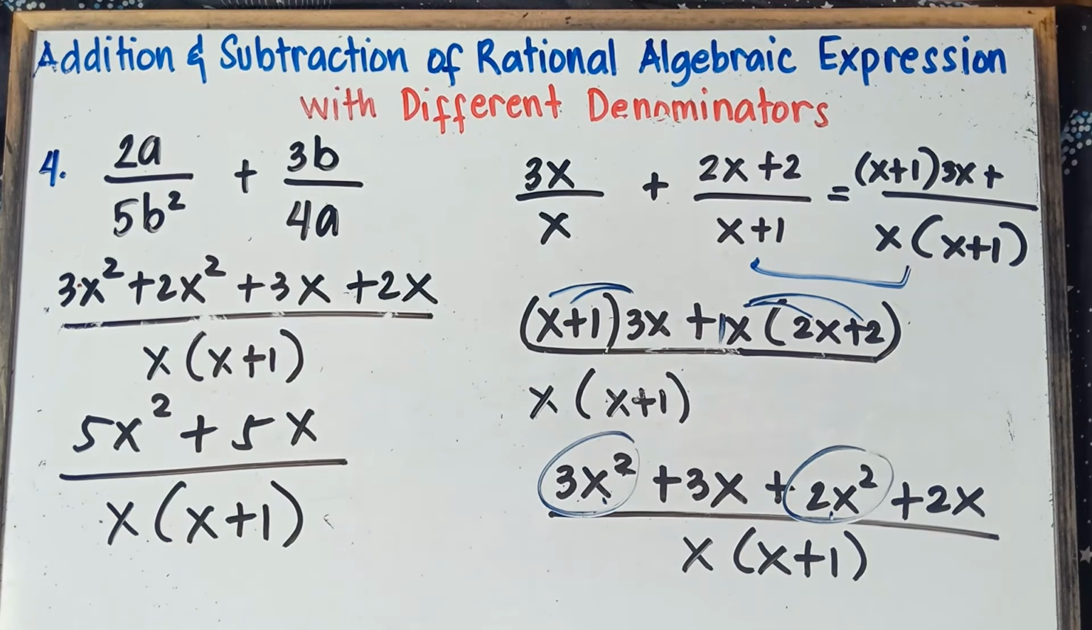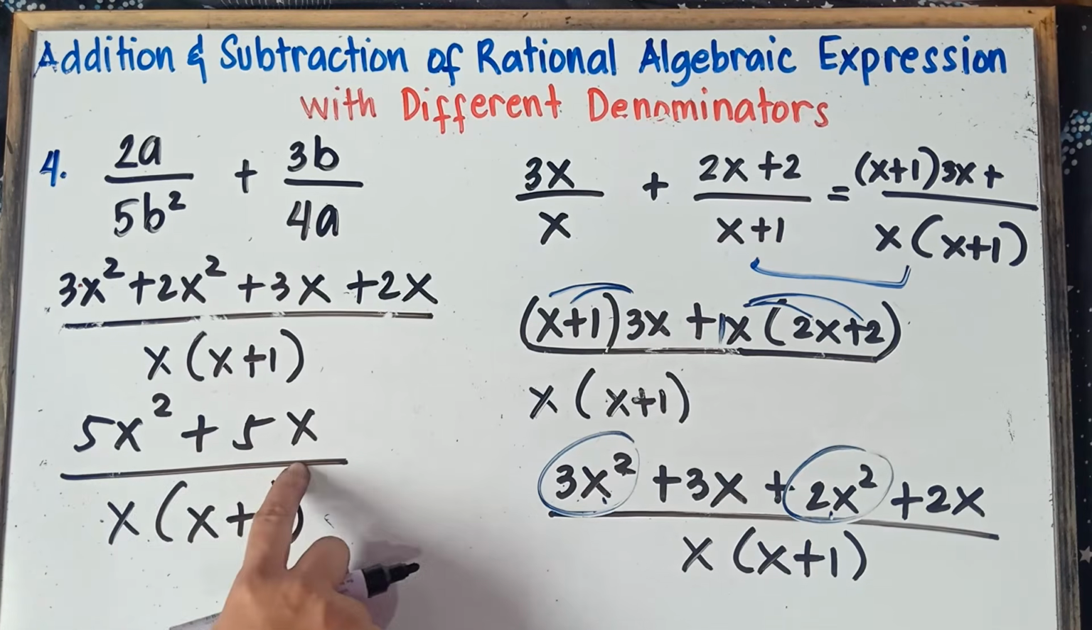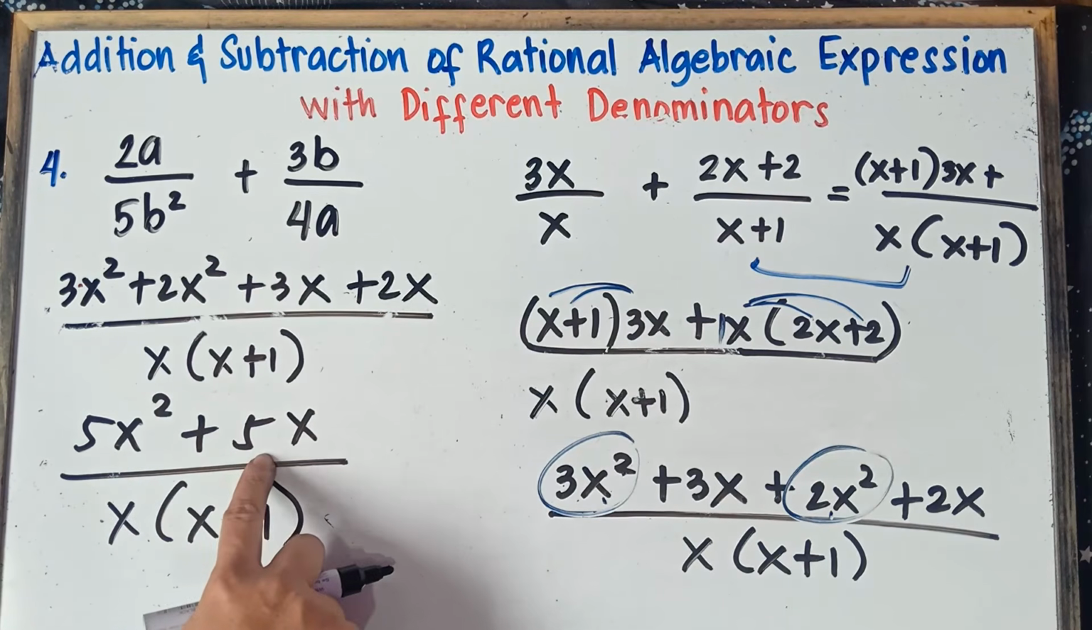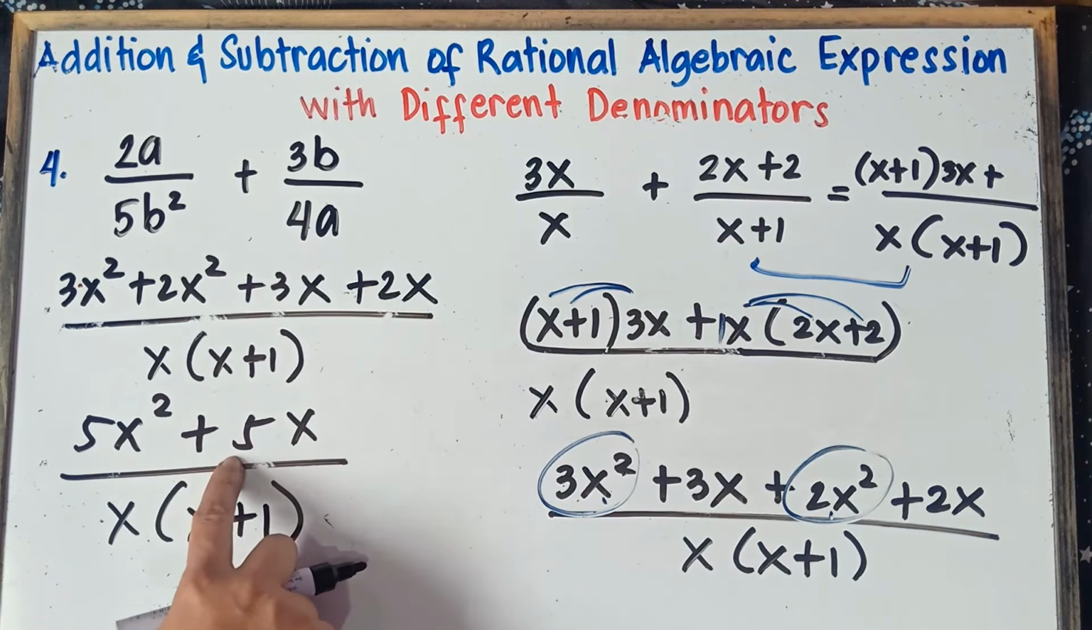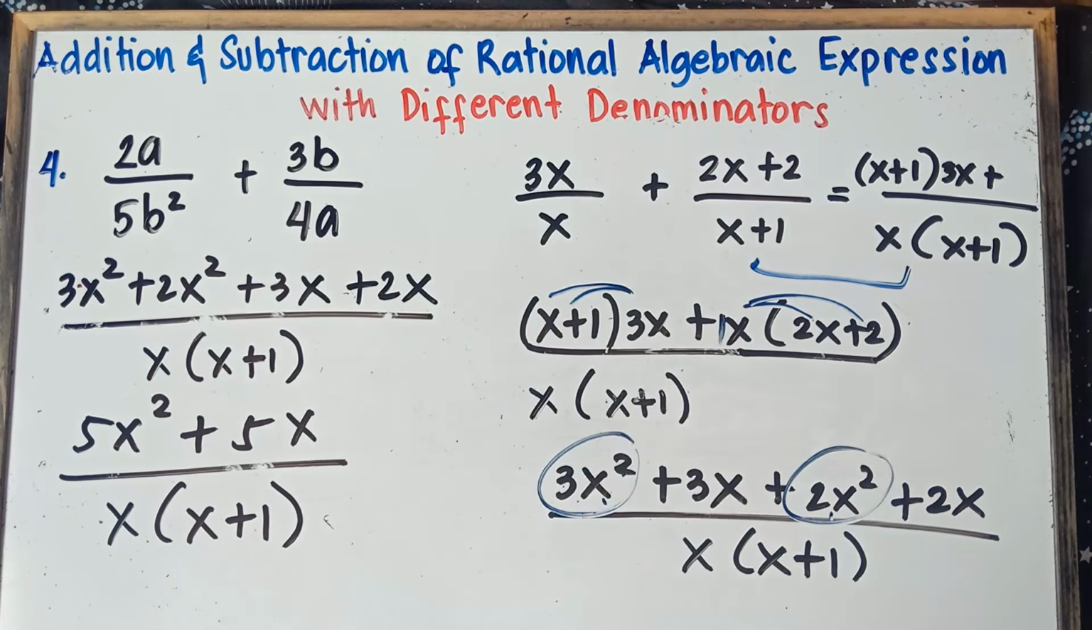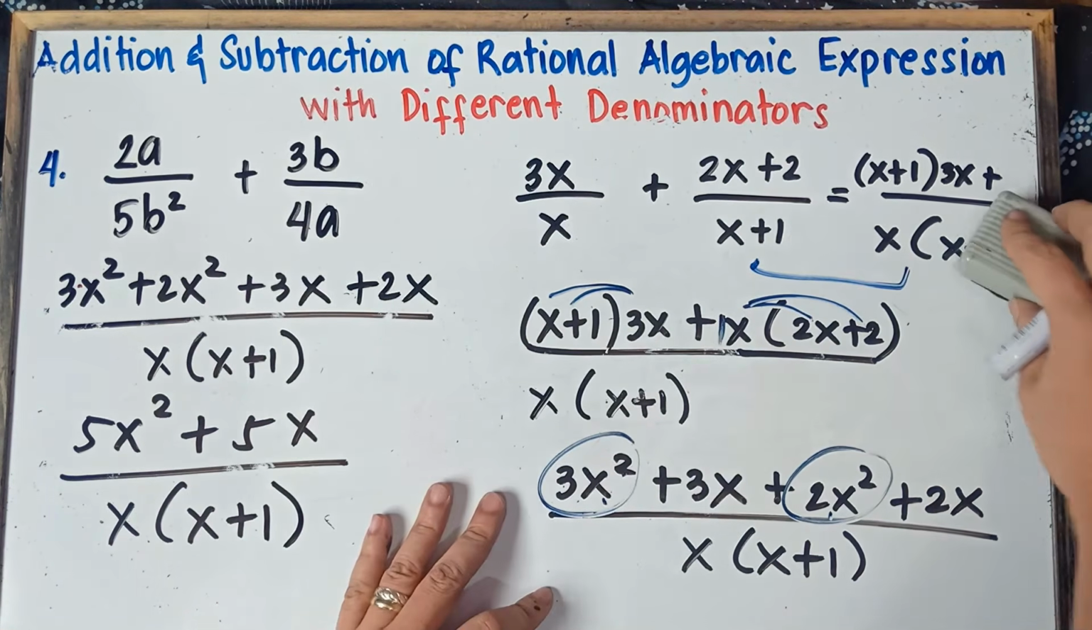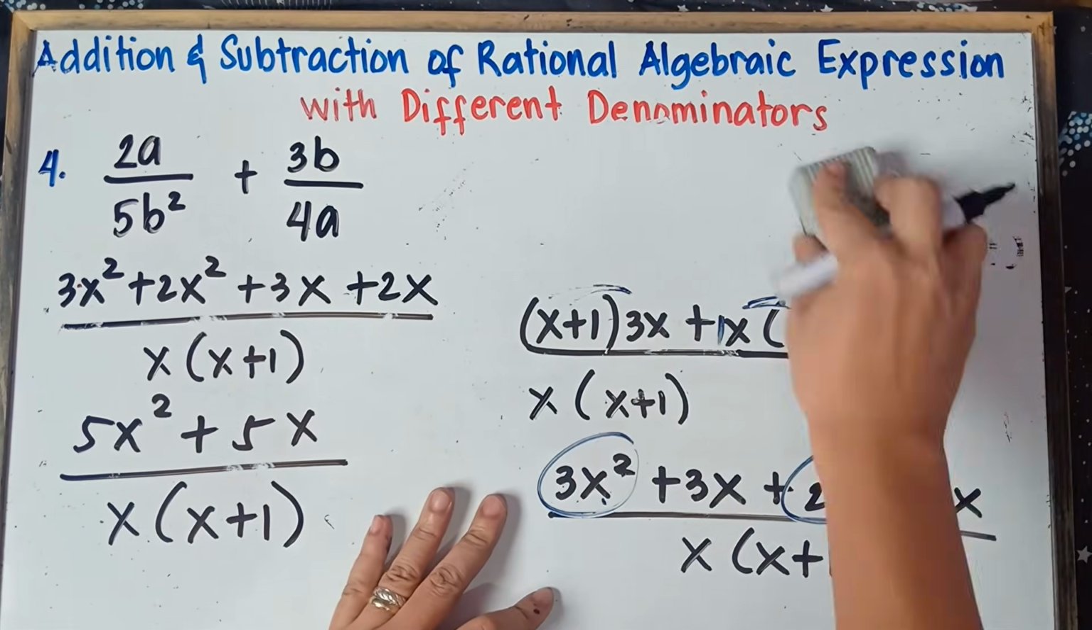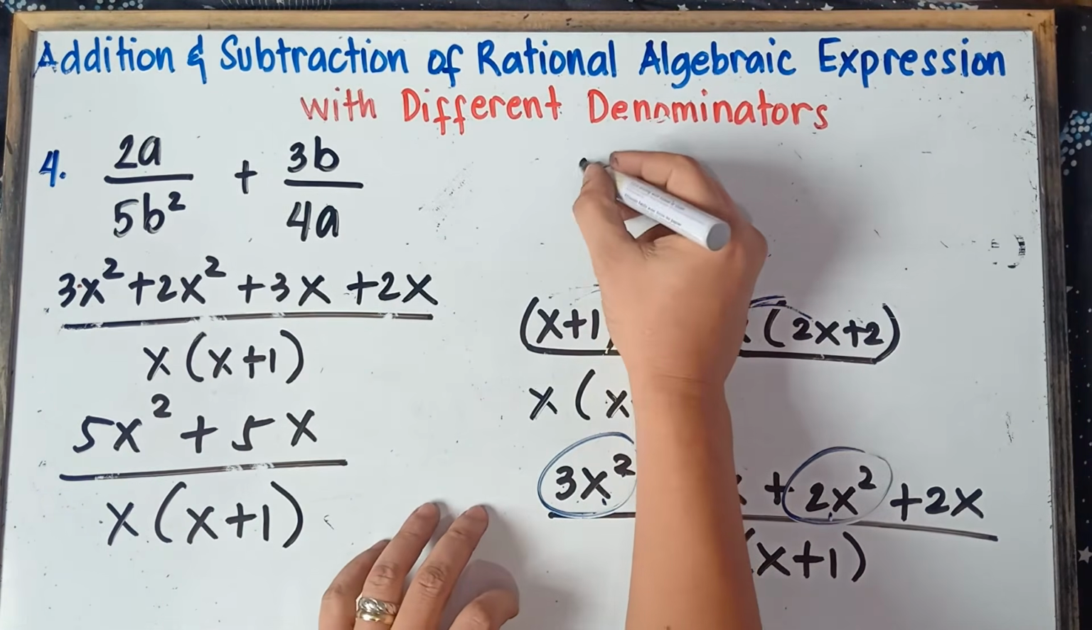Alright, so almost done, class. Can we factor this out? 5x squared and then 5x. Yup, we can factor this out by 5. The GCF of 5 and 5, that would be 5. So we don't have enough space, so let me just write it here. Alright, so we can factor this out by 5.